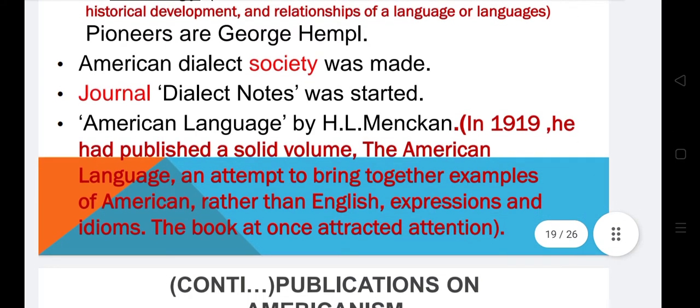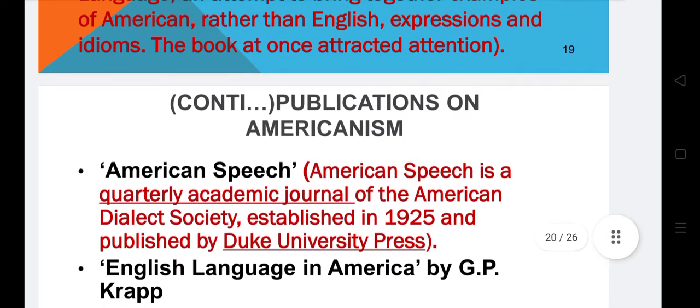And the pioneers are George Hempl. The American Dialect Society was made, and the journal Dialect Notes was started, and The American Language by H.L. Mencken, and he published a solid volume, The American Language, which attempted to bring together examples of American rather than English expressions and idioms.